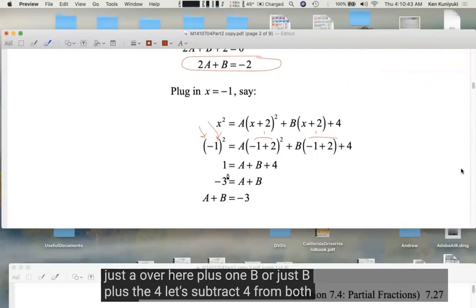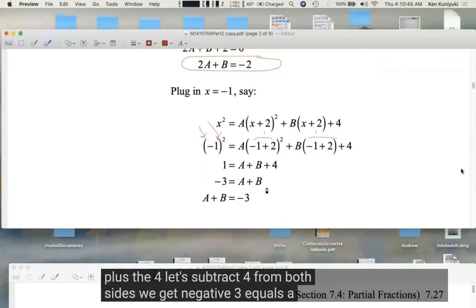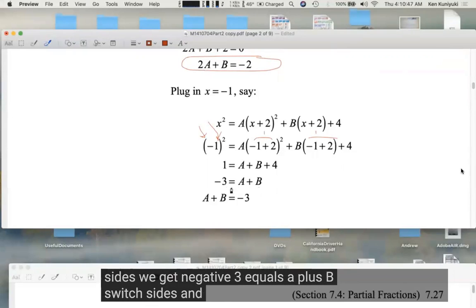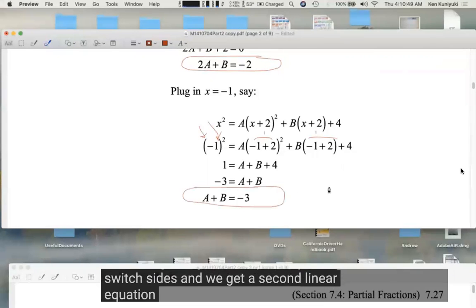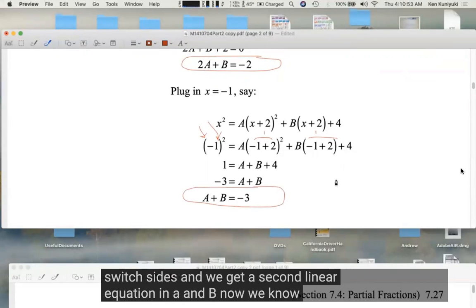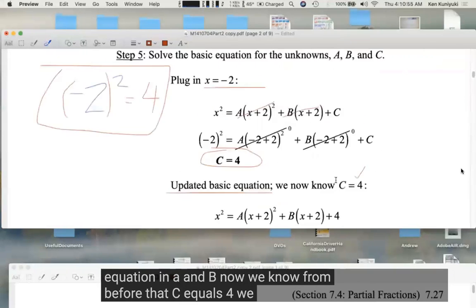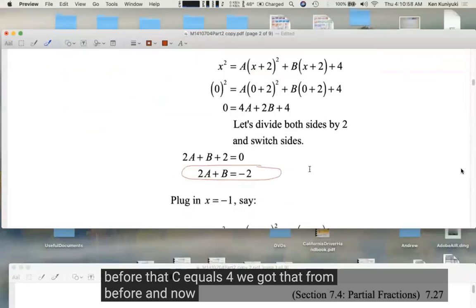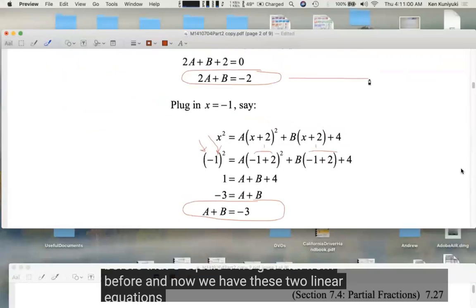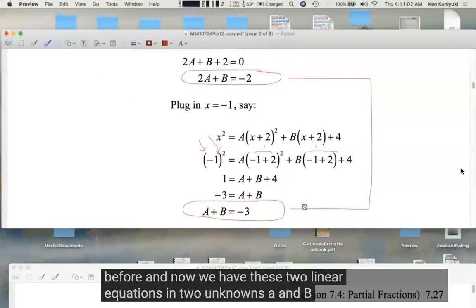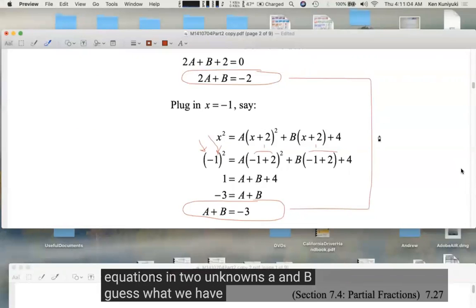Let's subtract 4 from both sides. We get -3 equals a plus b. Switch sides, and we get a second linear equation in a and b. Now we know from before that c equals 4. We got that from before. And now we have these two linear equations in two unknowns, a and b. Guess what? We have what S word?